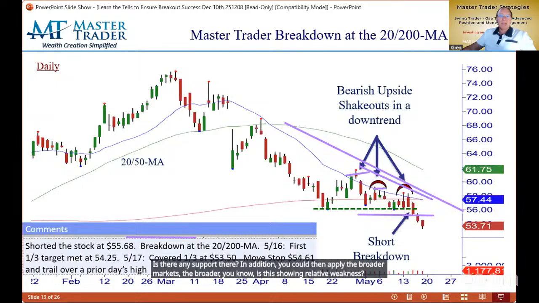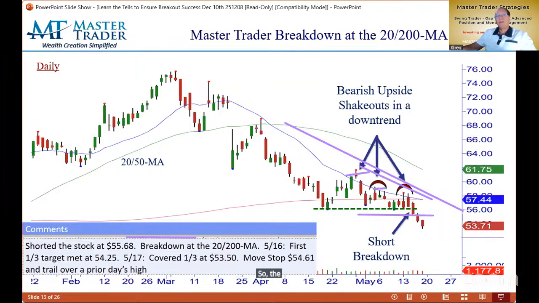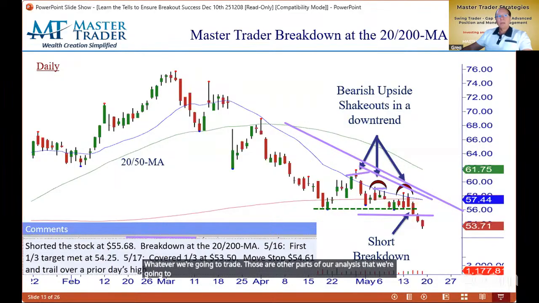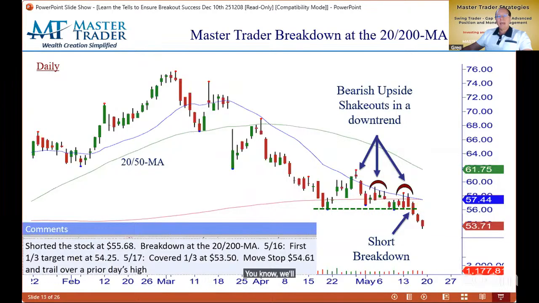Into market analysis, what's happening with the particular sector. So the techno fundamental part of MTS looks at the technical analysis, the intermarket analysis, and the market internals. And so as we look at whatever we're going to trade, those are other parts of our analysis that we're going to look at. But as you know, we're just focused here today on these breakouts and breakdowns.